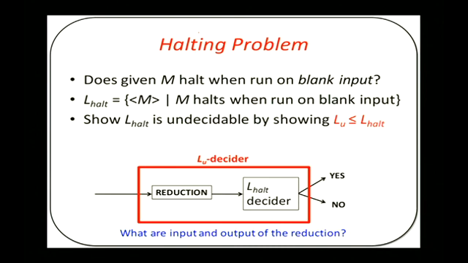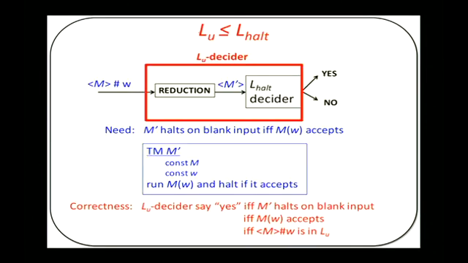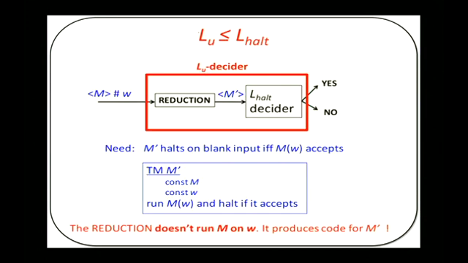Okay, so let me show a box. How are we going to do that? We need a box like this. What does it mean? The reduction should convert an instance of LU into an instance of halt. So what is the instance of LU?